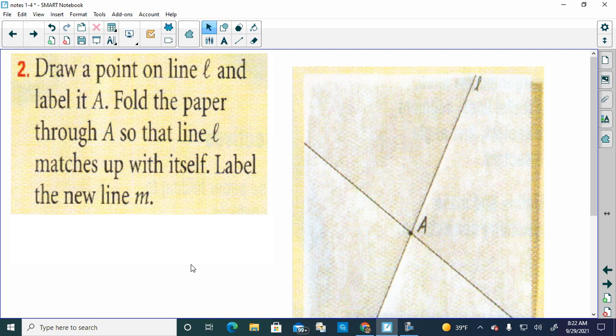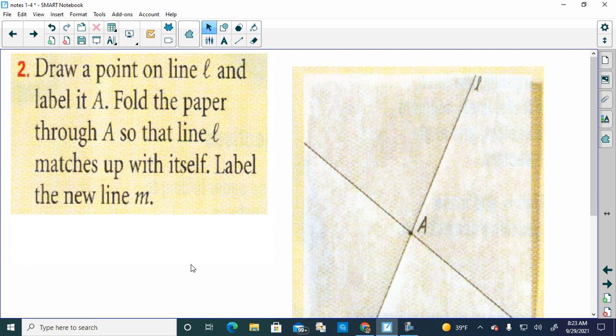Okay, we're good? What do you think we just created? Visually looking at it, right angles, right? They're perpendicular to each other. So by folding L on top of itself and making a crease, we made perpendicular segments. What was the symbol we used yesterday when we did the compasses? Upside down T, yeah, upside down T.